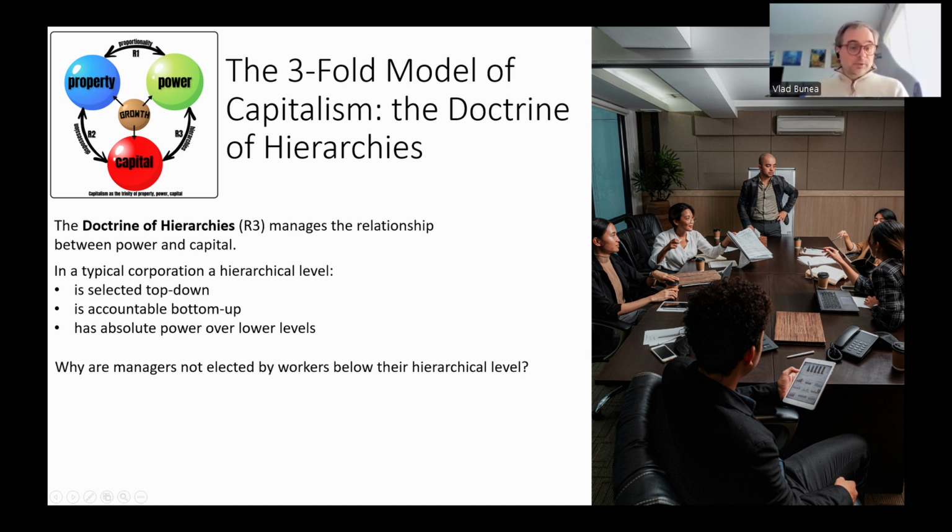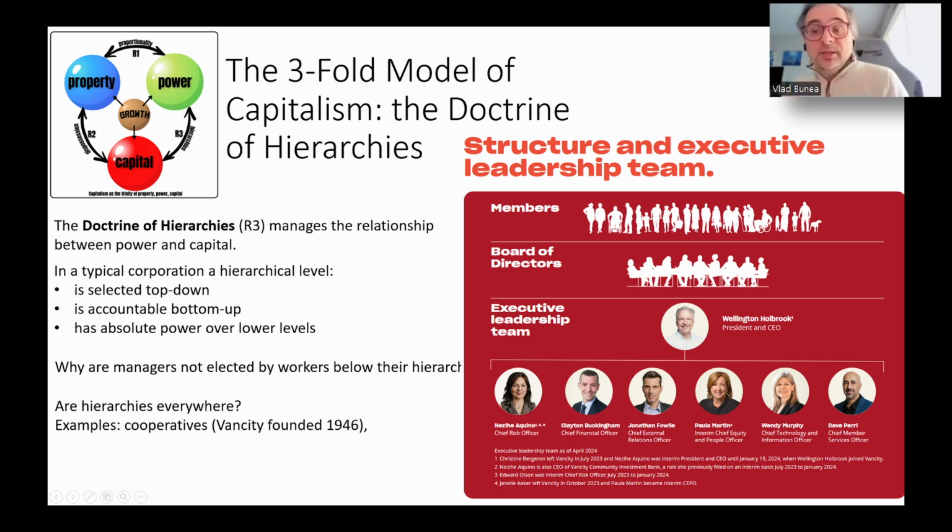But if we look at the world, we wonder if hierarchies are everywhere. And there are plenty of examples where hierarchies can exist or do not exist, and an economic system can still happen. One example is the cooperative movement and the cooperative business model, in which the owners of the company can be the members of a community, such as the consumers or a local community. And those members elect the board of directors, and those board of directors elect the CEO and then the VPs and directors, etc. This example is from Vancity, a financial cooperative founded in 1946 in BC.